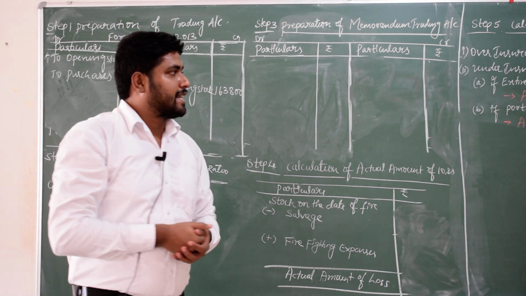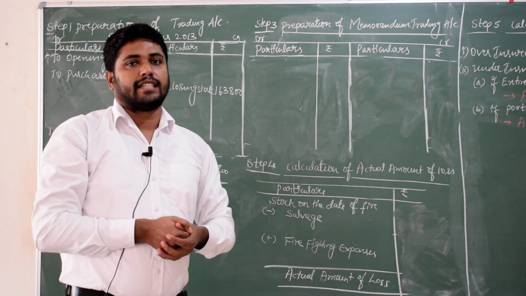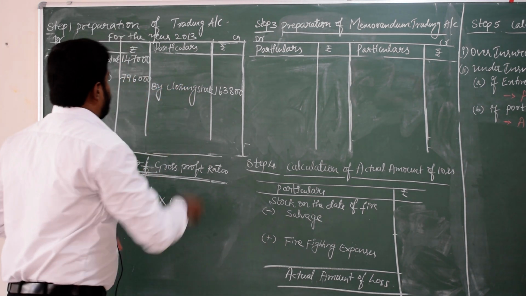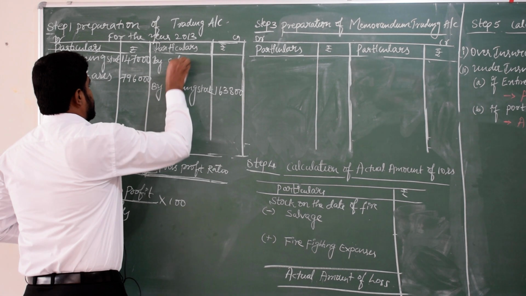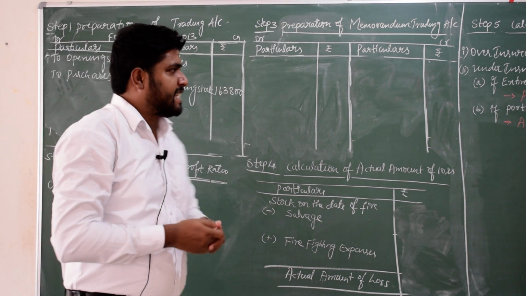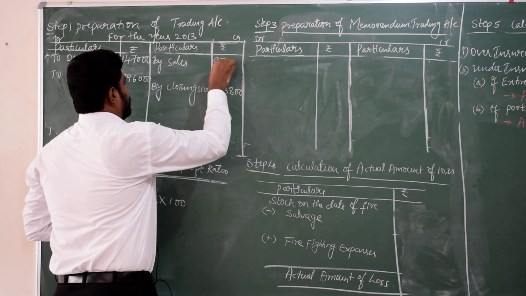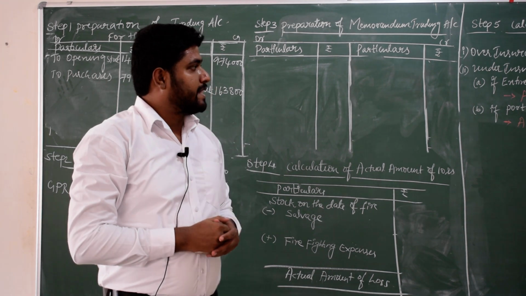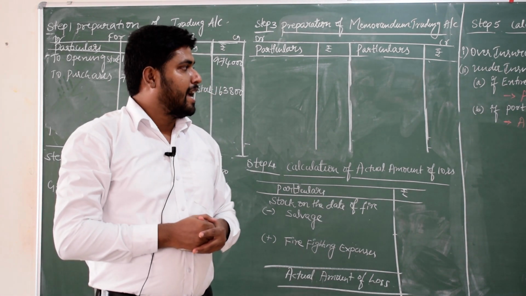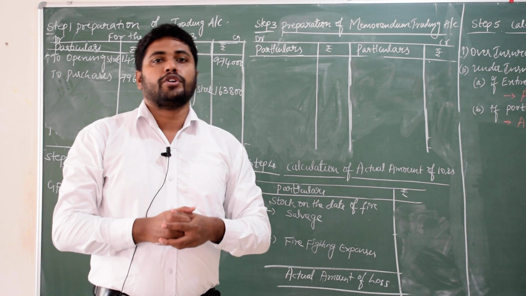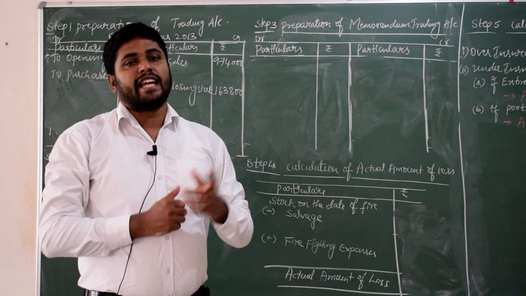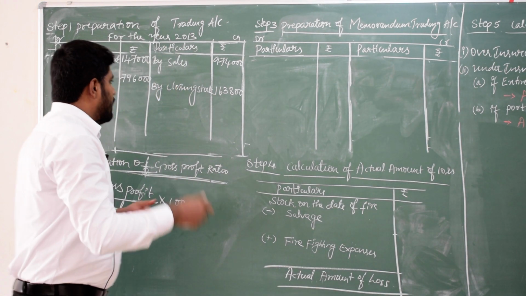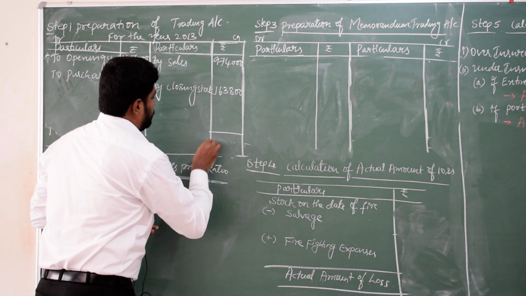The next transaction is sales for the year 2013. Again, this is the previous year of the fire accident, so that should be reported in the trading account. By sales, the value of sales is 9,74,000. And the next transactions are purchases from 1/1/2014 to 15/6/2014 and sales from 1/1/2014 to 15/6/2014. This data belongs to the memorandum trading account and not the trading account. Now balance this trading account.